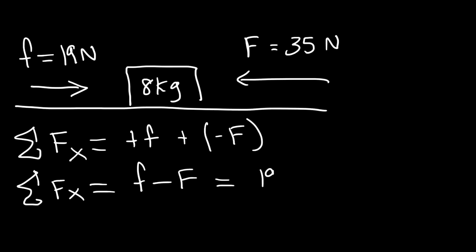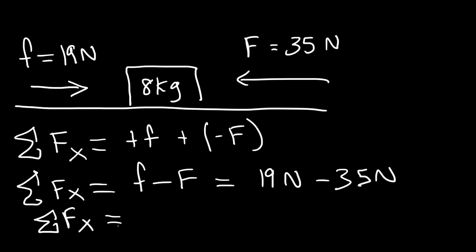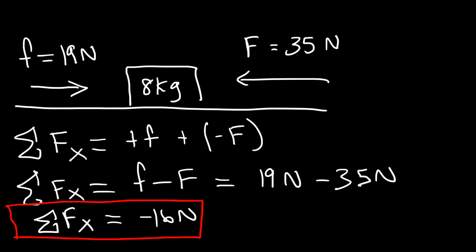The frictional force is 19 newtons. The applied force is 35 newtons. So the net force in the x direction, or the sum of all forces in the x direction, is negative 16 newtons. So this is the answer to the first part of the problem. Now here's a question for you. If I asked, what is the magnitude of the net force, what answer would you report?